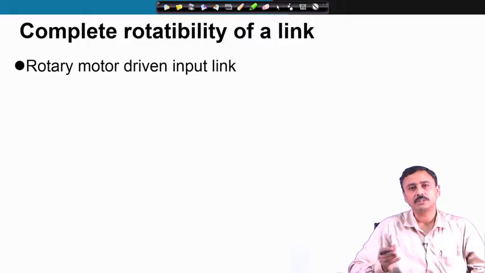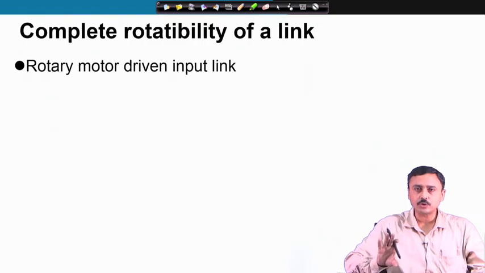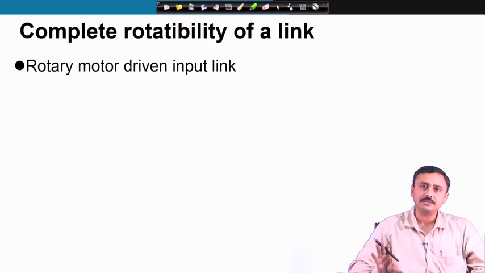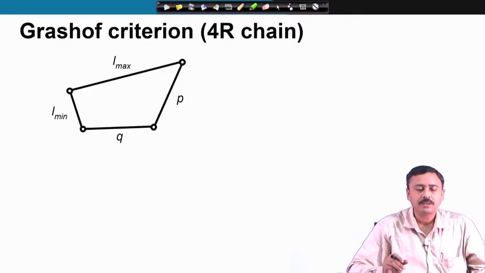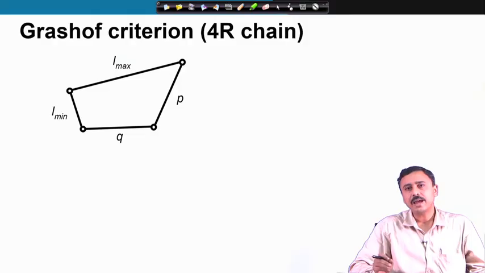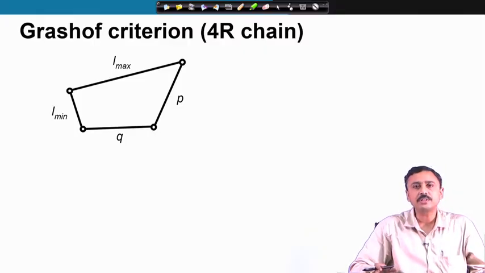As I have mentioned, the rotary motor which drives a link continuously requires that the mechanism be such that the link to which the motor is connected can rotate continuously. We call this link a crank. Now, the criterion that tells us whether there is a crank in a kinematic chain or not is known as the Grashof criterion. We will start with the Grashof criterion for the 4R chain.